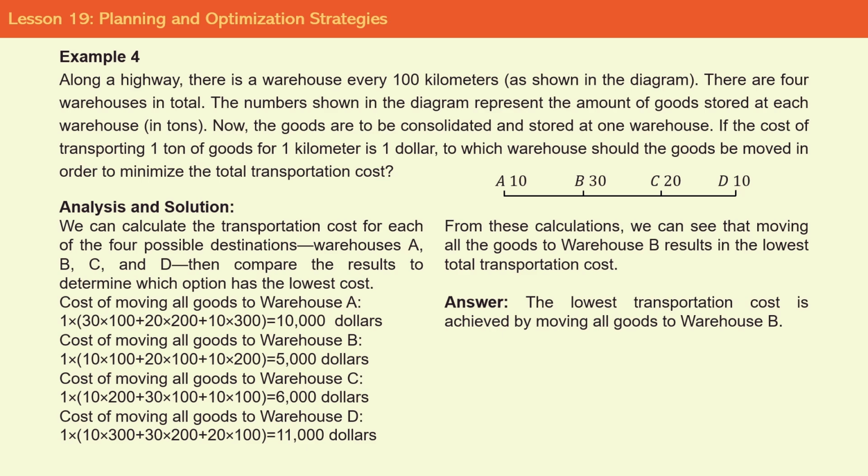From these calculations, we can see that moving all the goods to warehouse B results in the lowest total transportation cost. The answer is the lowest transportation cost is achieved by moving all goods to warehouse B.